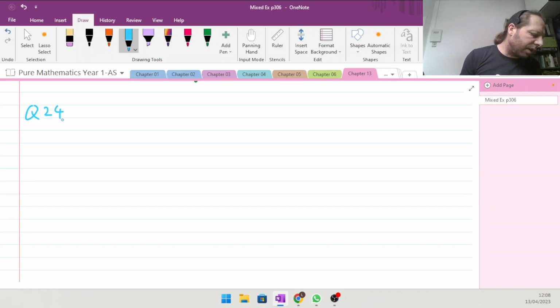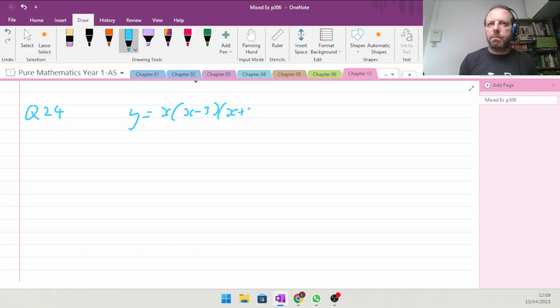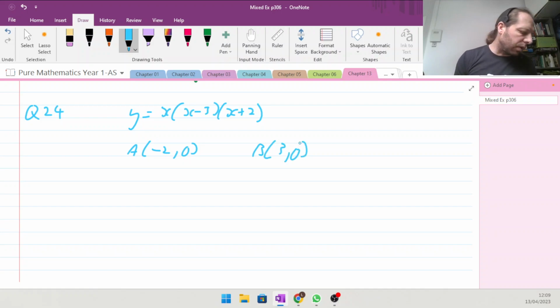Okay, so we've got a graph here, which looks a bit like y equals x minus 3, x plus 2. It crosses the x-axis at A and B. Write down the coordinates of A and B. So A is minus 2, 0, and B is 3, 0. Write down the x coordinates of the points. Find the area shaded by the axis.